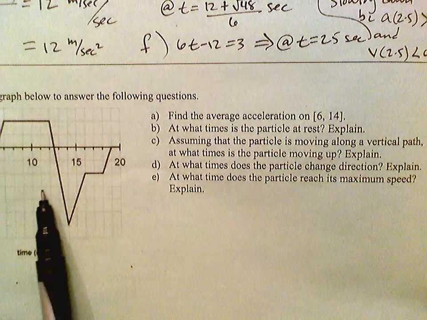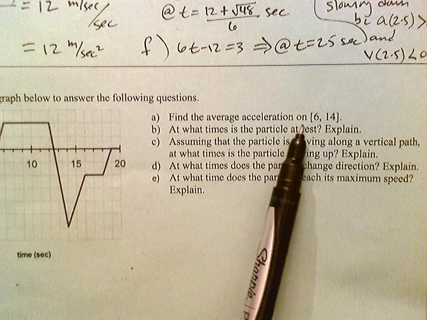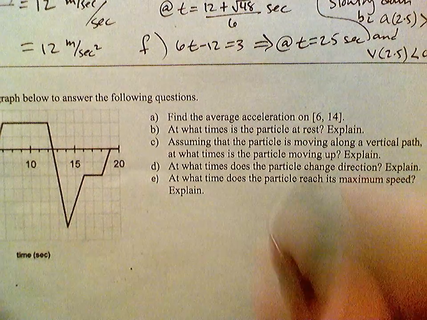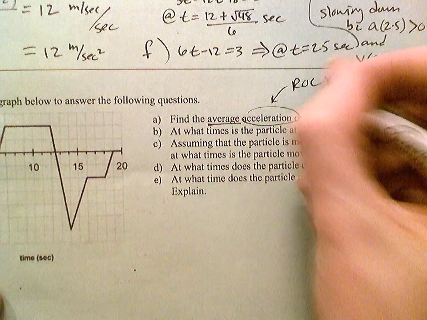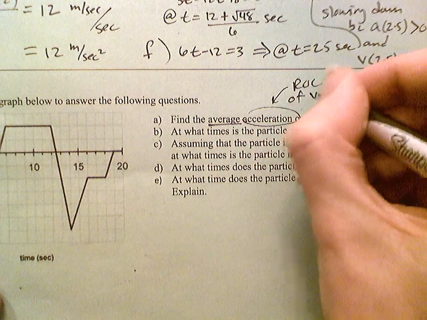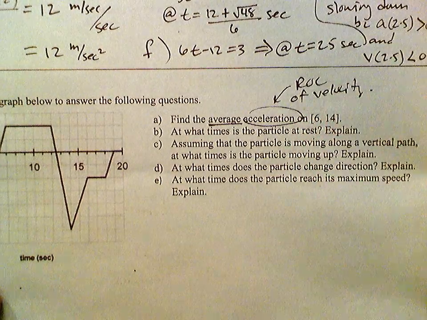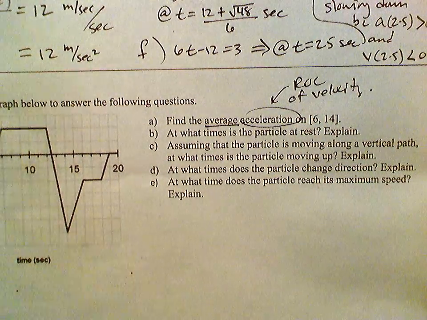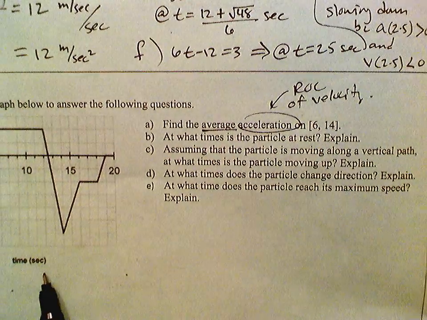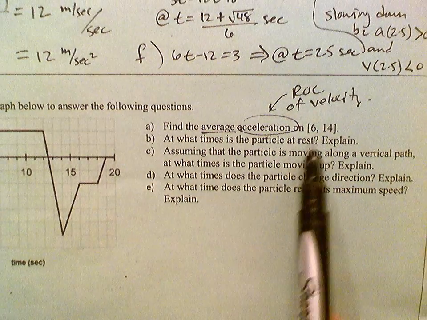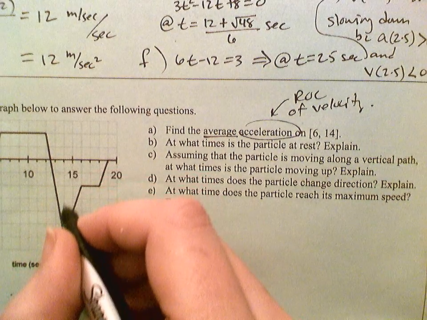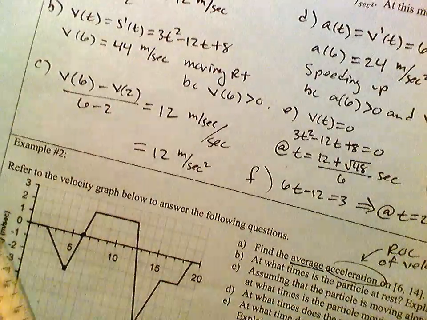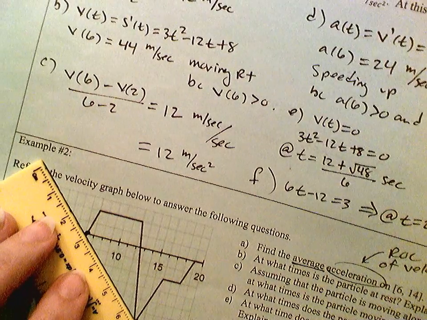Refer to the velocity graph. All right. Find the average acceleration on 6 to 14. Okay, so average acceleration, this is the rate of change of velocity. So we need the average rate of change, we need the slope of the secant line on the velocity graph, and this is the velocity graph. Okay, so from 6 to 14 seconds. So let's say that there's 6 seconds, there's 14 seconds. So average rate of change is the slope of the secant line. And then we just go like this.